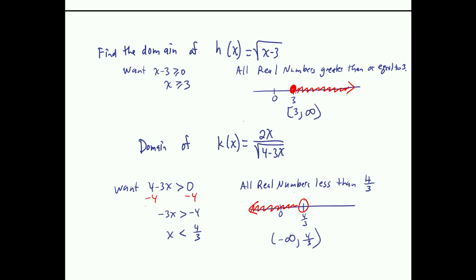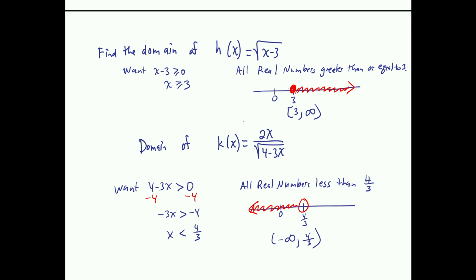So this one will be all real numbers less than 4/3. Graphically, you would do an open circle for 4/3 this time because you don't want to include the 4/3. And then you would shade to the left because we're doing less than. And then interval notation would be negative infinity, comma 4/3, and then you'd have parentheses for both of those because we don't want to include the 4/3. You always have parentheses when you do infinity and negative infinity.